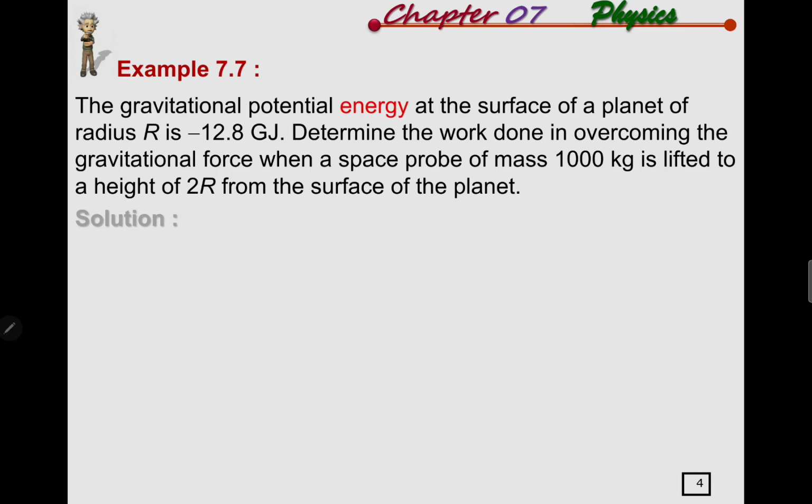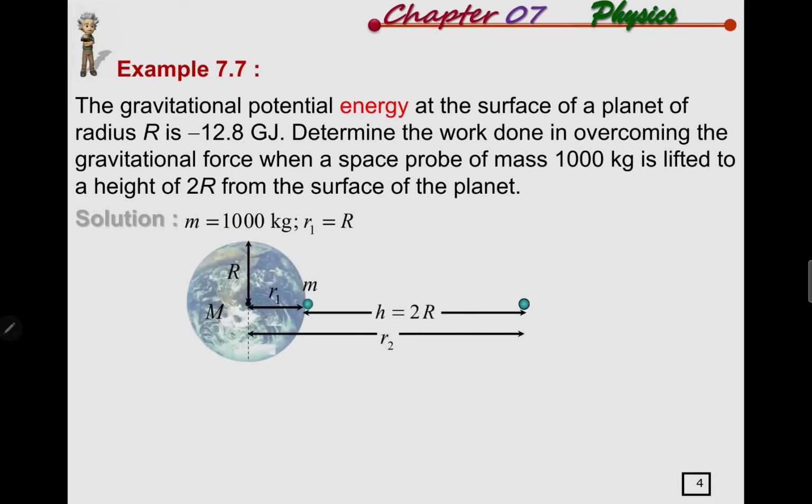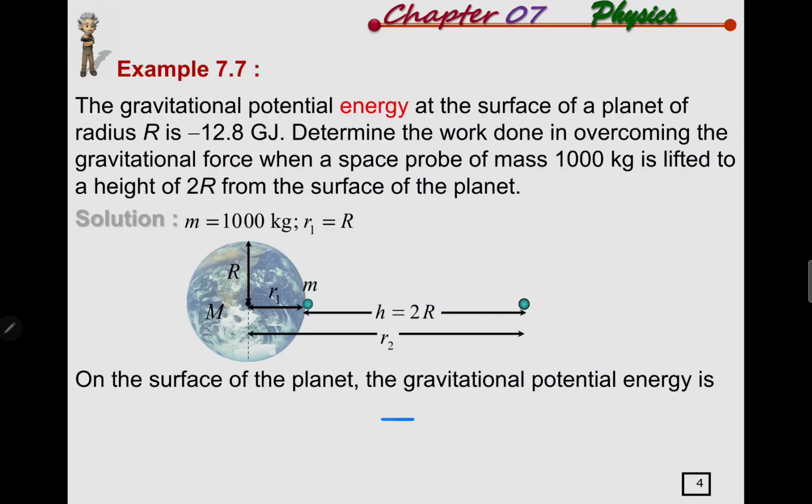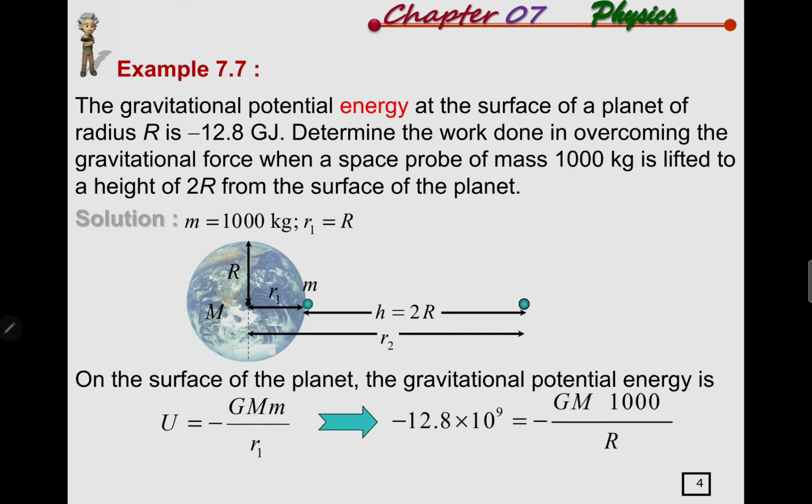First, let's plot the information. The initial radius is r, so you have a mass located at the surface, and then you shift it by twice the value of the radius. Let's say we put it as r2. So this is the initial position r1, and the final position is r2. On the surface of the planet, the gravitational potential energy is given as 12.8 gigajoule.